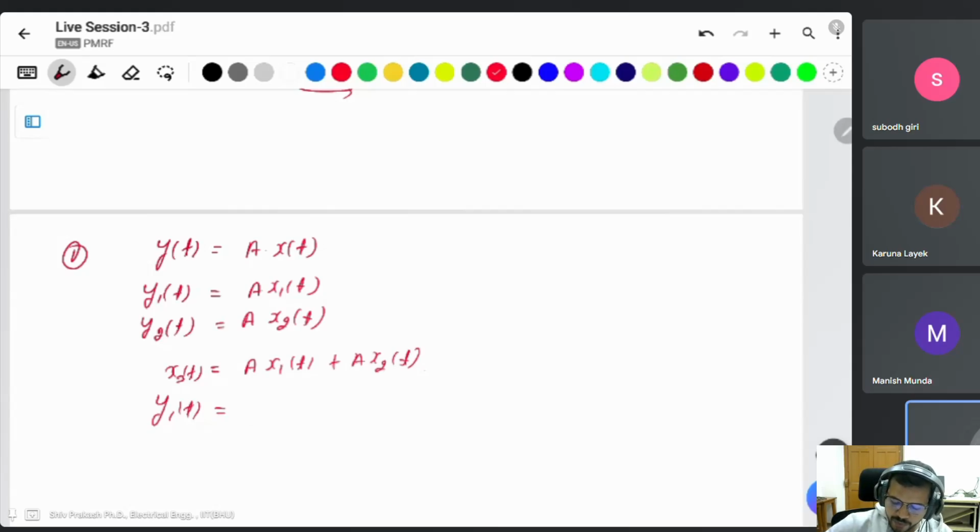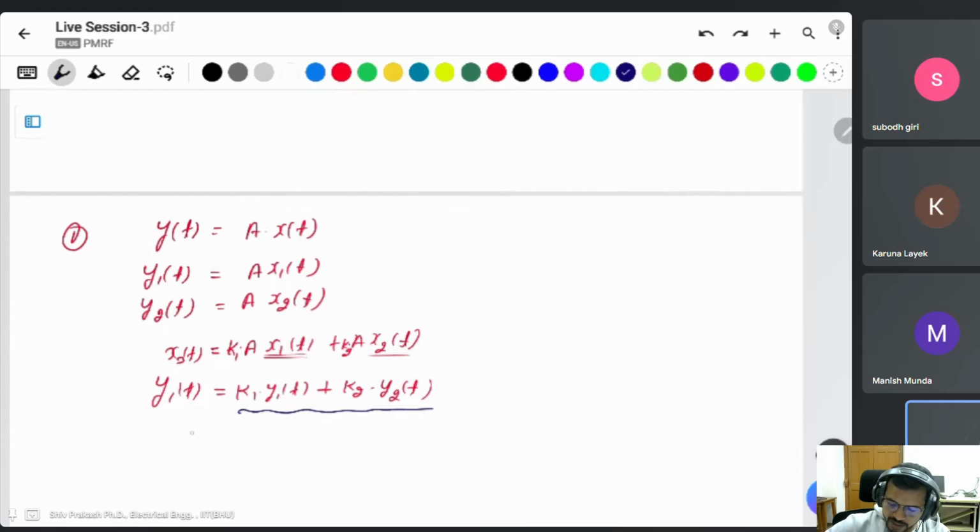Or if you want to multiply k1 in the first input and k2 in the second input, then this is k1 a x(t), which is y1(t), plus k2 into y2(t). Both are true for superposition and homogeneity. Then that type of system is known as the linear system.